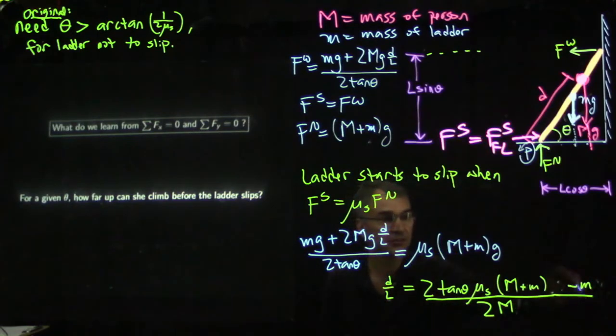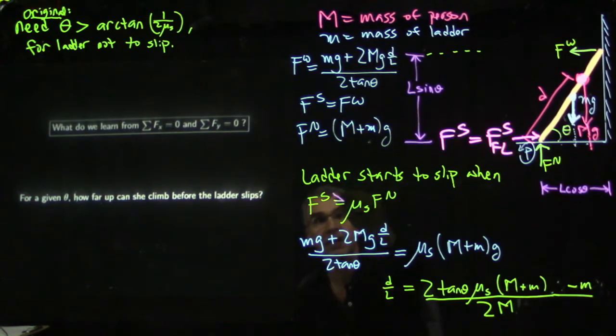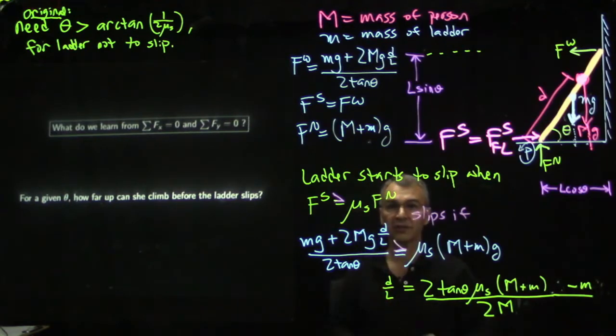I'm not sure that this answer is all that illuminating. It's kind of more interesting to look at this expression. Let's remember again that the ladder slips if the required F static is bigger than this. So the ladder slips if this left side is bigger than the right side. And you can see that as she goes higher and higher up the ladder, this d over L gets bigger. d over L is 1 if she's all the way at the top. d over L is 0 if she's at the bottom. So the higher up she goes, the bigger the left side gets, so the easier it is to slip.